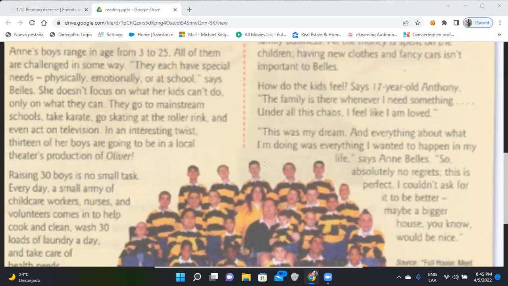How do the kids feel? Says 17-year-old Anthony, the family is there whenever I need something. Under all this chaos, I feel like I'm loved.